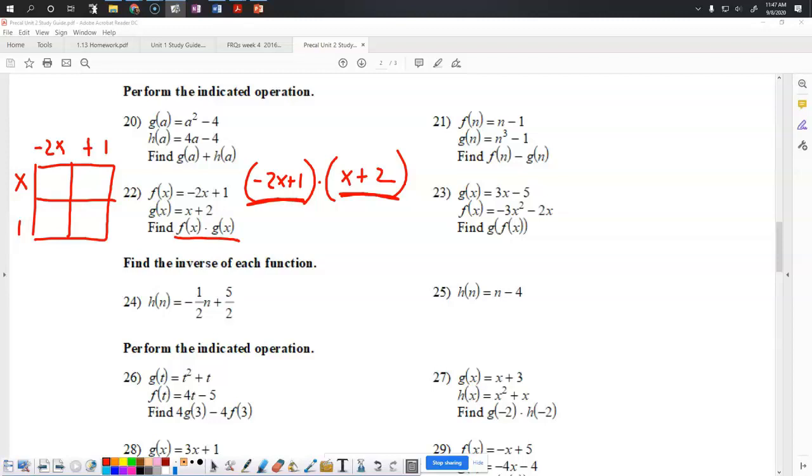So x times negative 2x is negative 2x squared. X times 1 is x. 1 times negative 2 is negative 2x. And then 1 times 1 is 1. And so we have now all those four things put together. We have negative 2x squared. We have an x. We have a negative 2x. And we have a 1. And we can combine our like terms here and get that final answer.